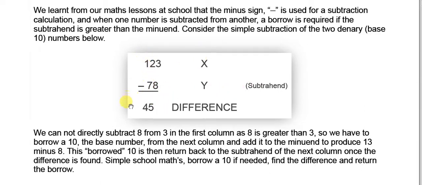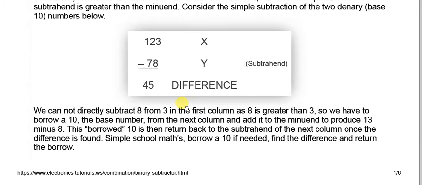In this case, obviously, we do take the borrow. The 3 is smaller than 8, so we borrow 10, one complete base, from the next column. It will become 13. 13 minus 8 is 5, and then similarly we do the subtraction. What is left here is 11, and 11 minus 7 is 4.